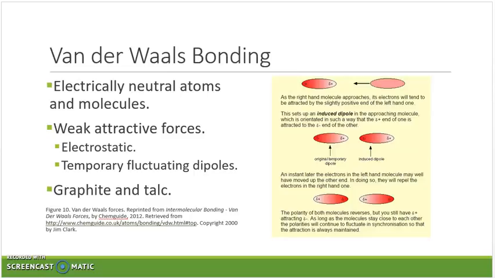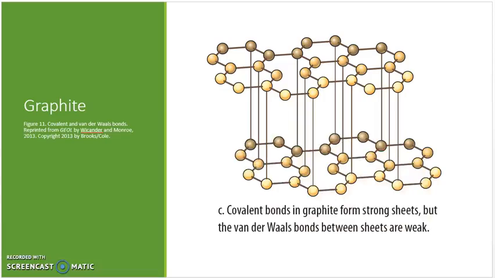Graphite and talc, which are both very soft, slippery minerals, are examples of minerals with van der Waals bonds. In graphite, which is also composed of carbon, but in a different crystal configuration than diamond, covalent bonds between carbon atoms form strong sheets, but the sheets are attracted to each other by very weak van der Waals bonds.